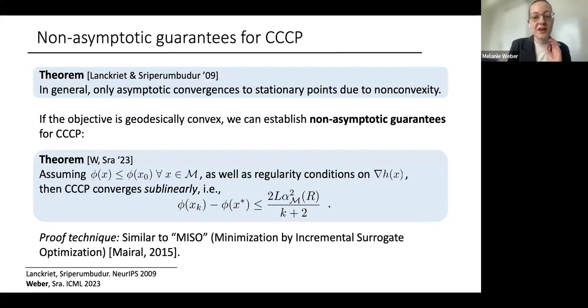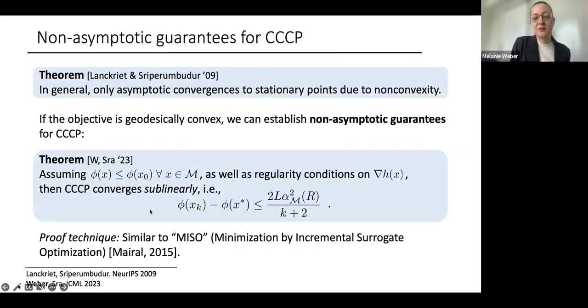So what we were able to show is that if we exploit the geodesic convexity, so if we look at the subclass of problems where the problem might be Euclidean non-convex, but it is geodesically convex, we can use that geodesic convexity to actually certify a convergence rate.